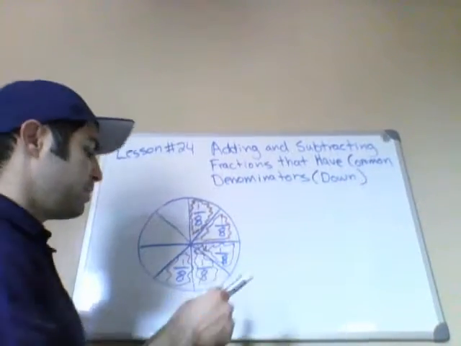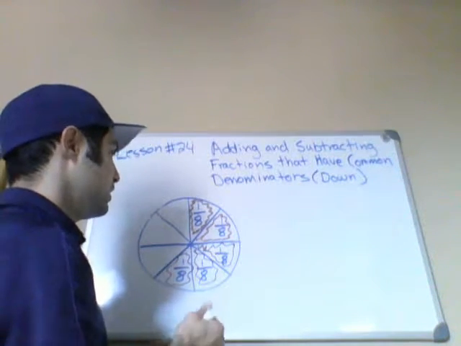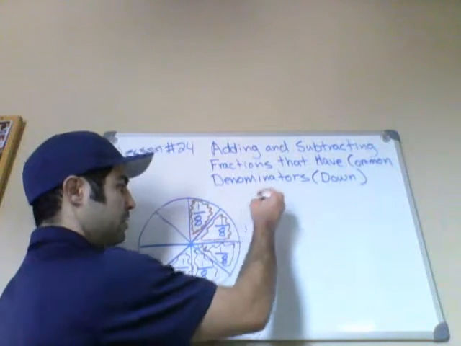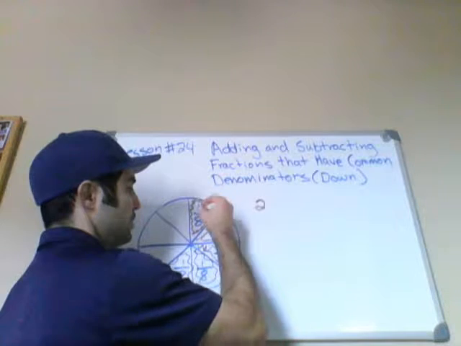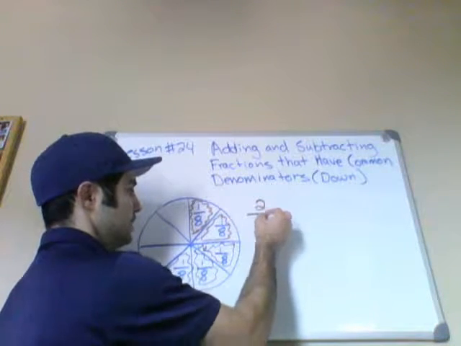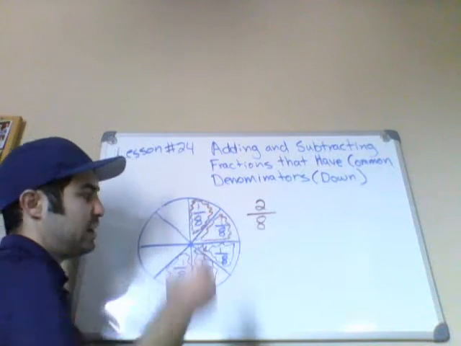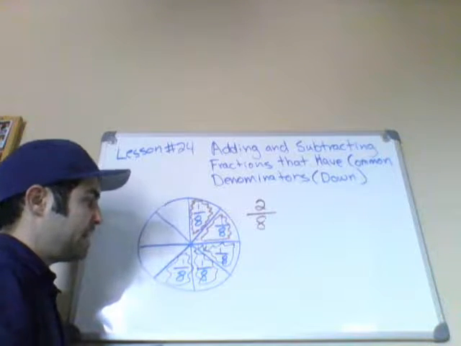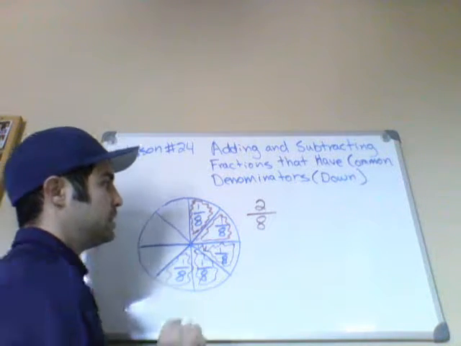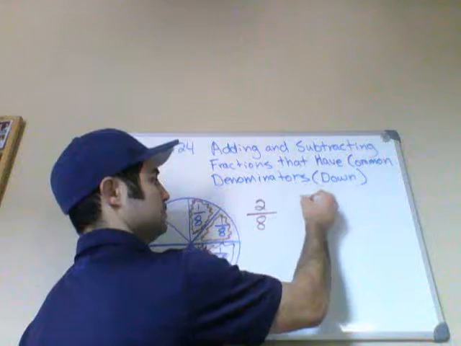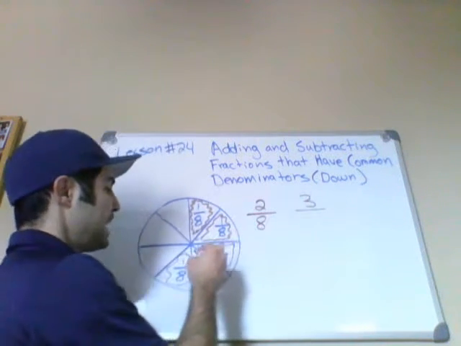We have 2 brown and 3 black. So how many 8s are brown? Well, 2 of them. So we have 2 8s right there. 1 8, 2 8. Then we have 3 that are black. 1, 2, 3. 3 8s.